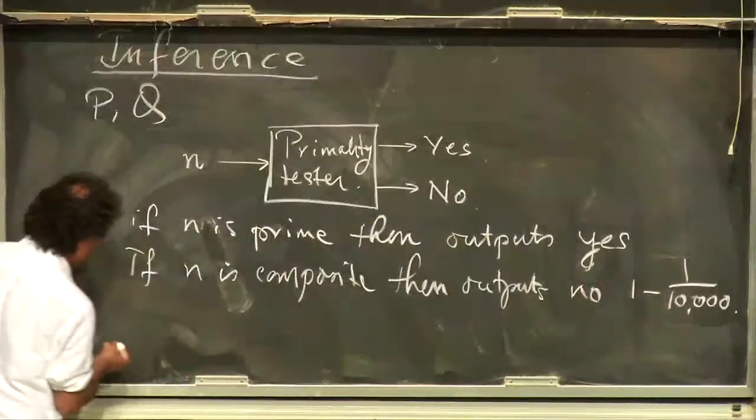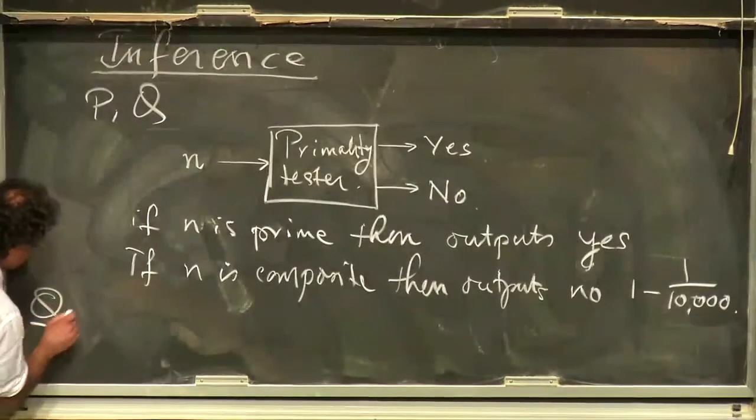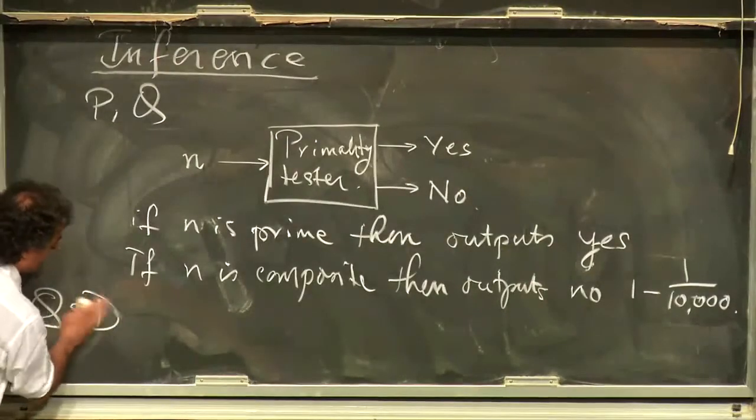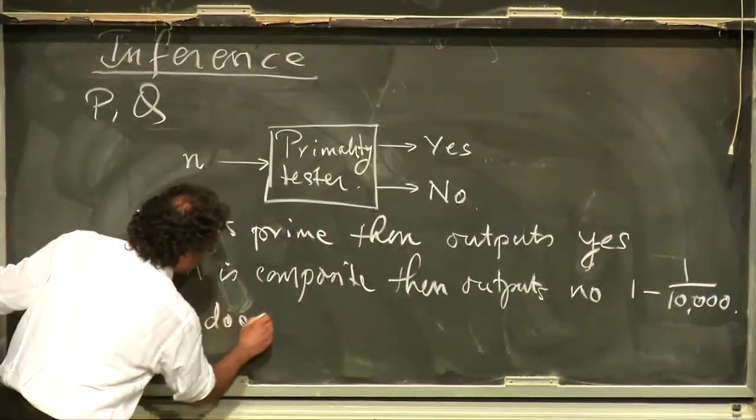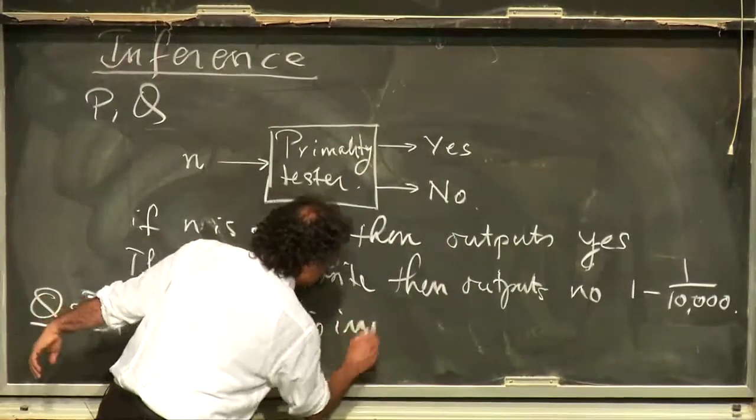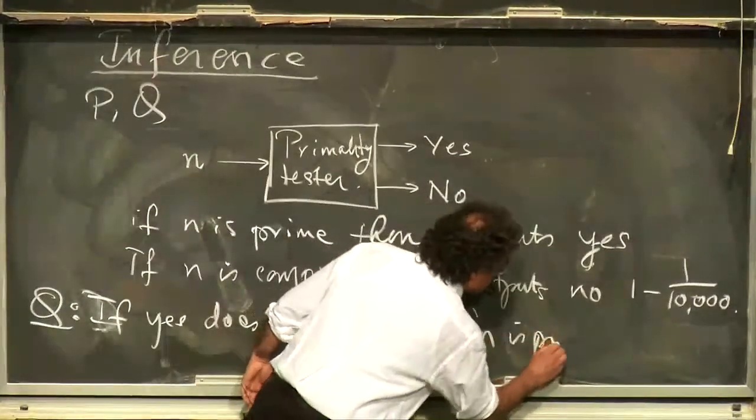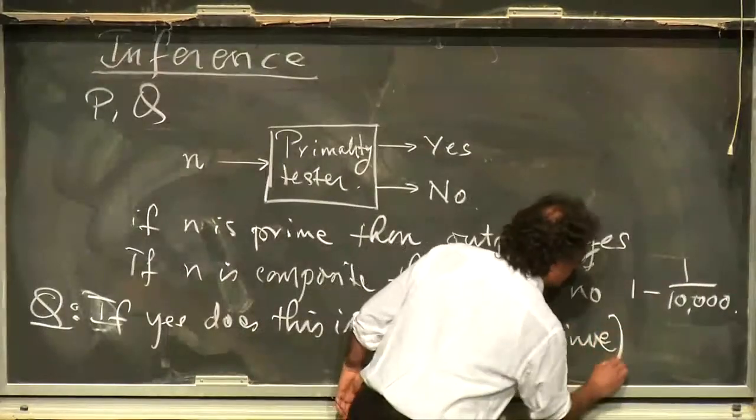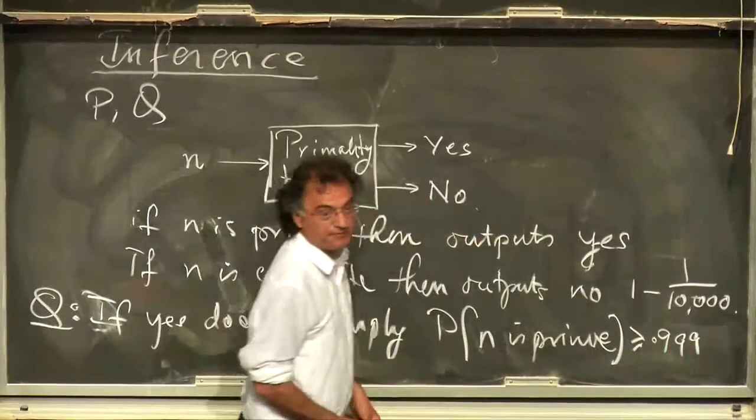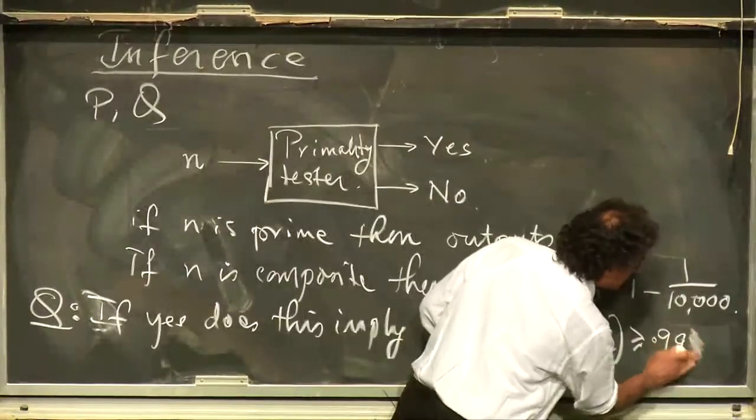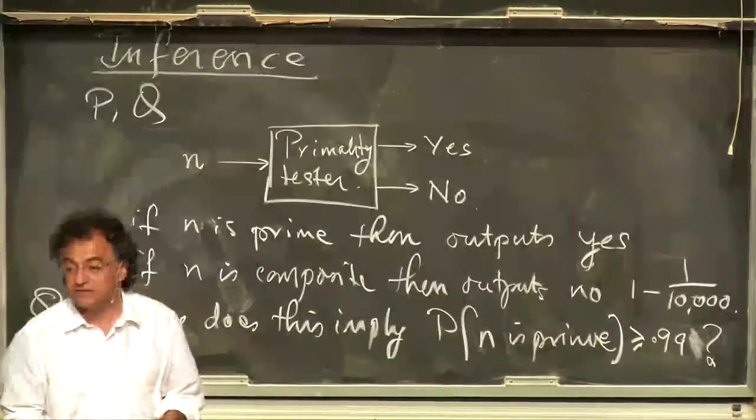The question we want to know is: if the answer is yes, does this imply that the probability n is prime is at least 0.999? Or just replace it by anything, whatever you're curious about, 0.99. So what do you think? What's the answer to this?